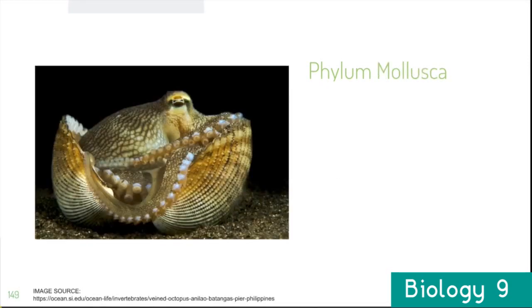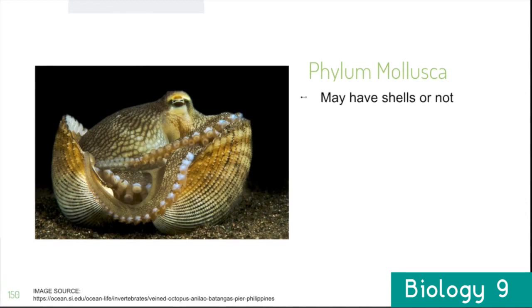Molluscs, my favorite. They live in all sorts of environments, generally in the ocean. Octopus and squid are examples of them. They've got really well-developed brains. They're very, very smart. They may have shells or no shells.